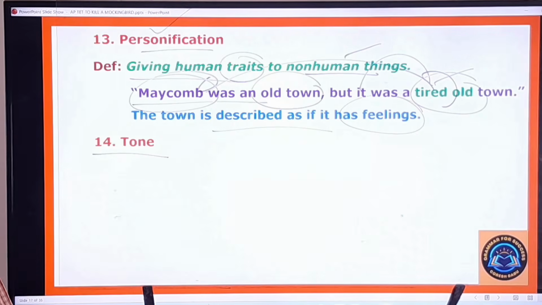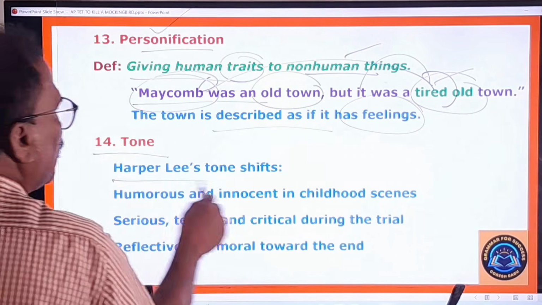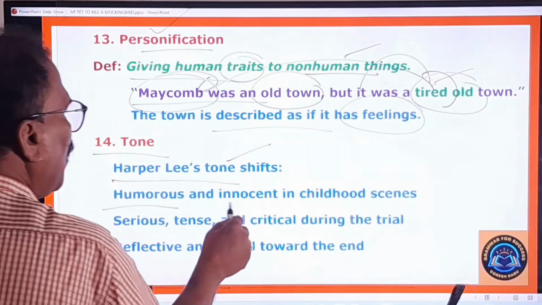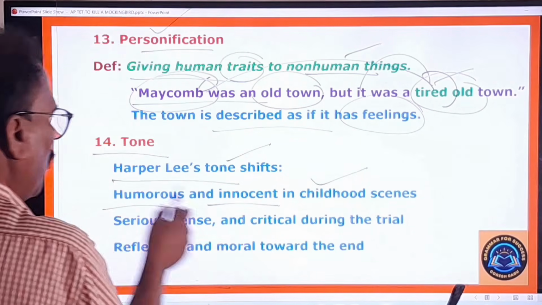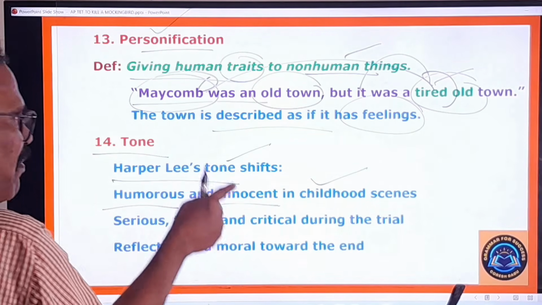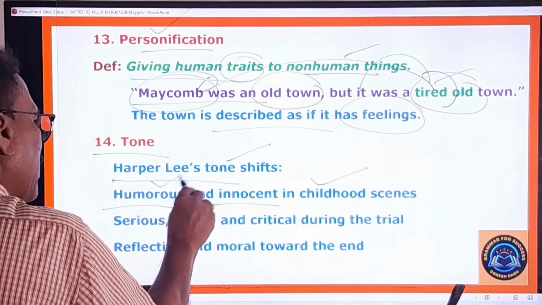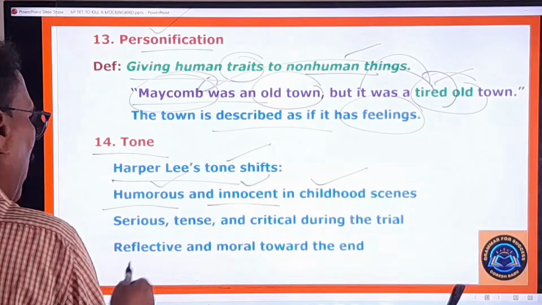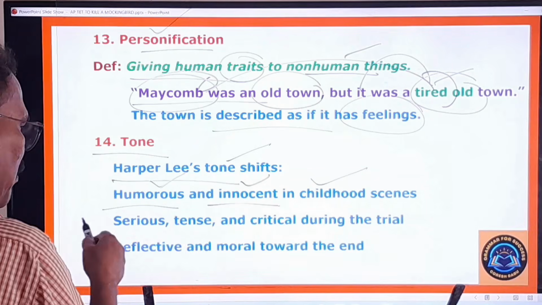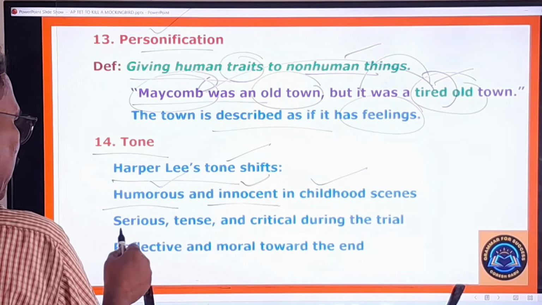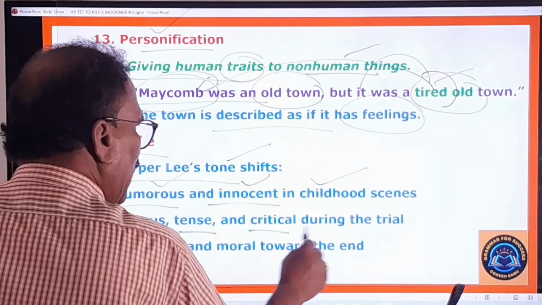Tone. What is the tone of this story? Harper Lee's tone shifts. Humorous, innocent in childhood scenes. So in the first few chapters, you can find only childhood scenes, and therefore you can come across humorous and innocent scenes. And later on, in the middle of the novel, you find it very serious, tense and critical during the trial.